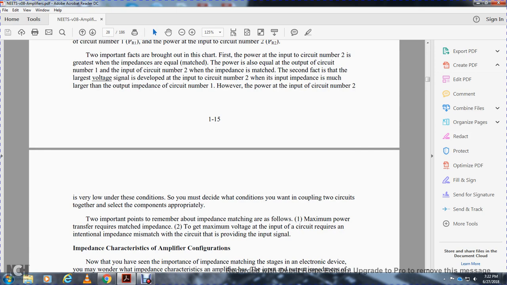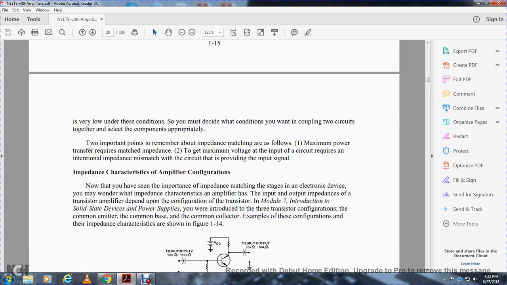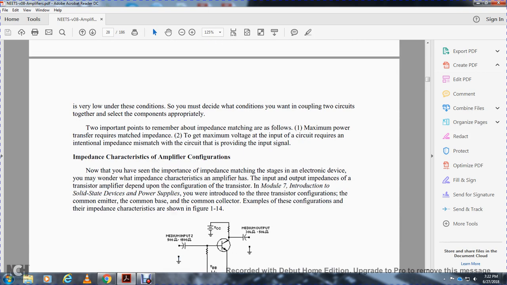So you must decide what condition you want when coupling two circuits together, and select the components appropriately. Two important points to remember about impedance matching: maximum power transfer requires matched impedance, while maximum voltage transfer requires an intentional impedance mismatch for the circuit that provides the input signal.